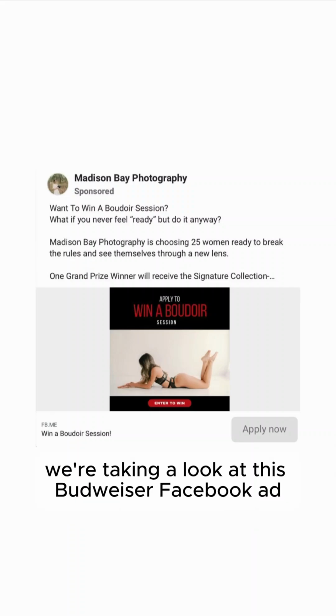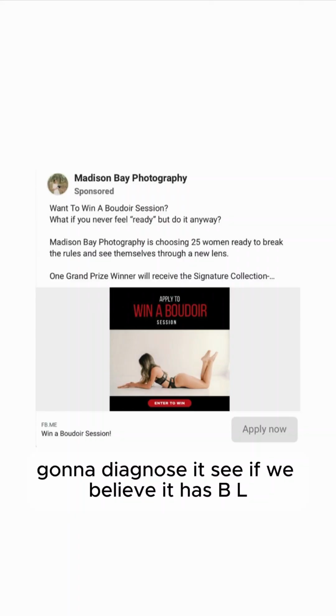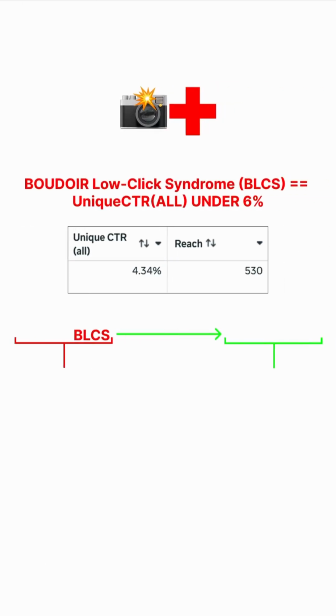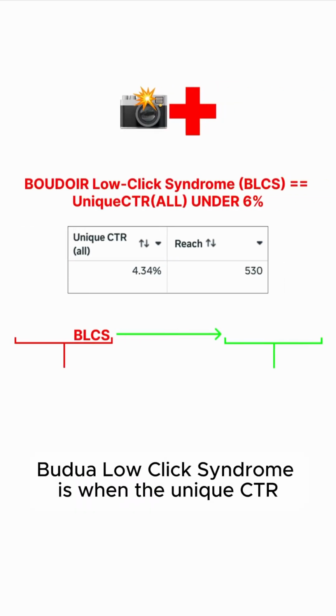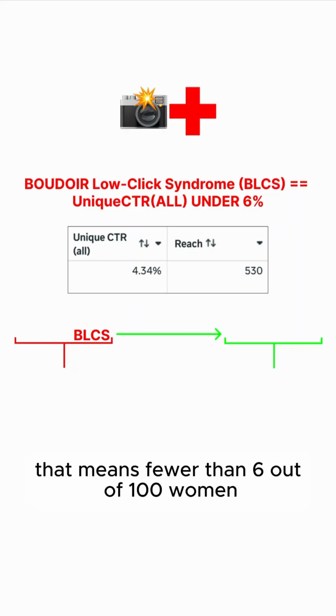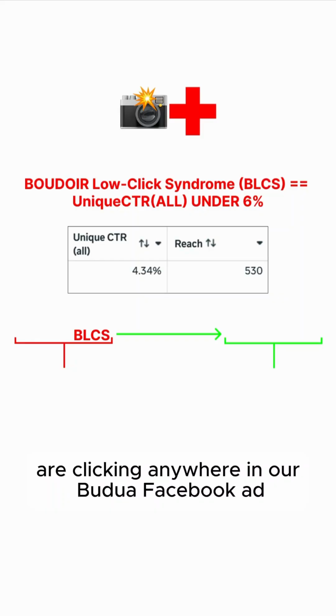All right, y'all, we're taking a look at this Boudoir Facebook ad. Going to diagnose it, see if we believe it has BLCS, aka Boudoir low click syndrome. So BLCS is when the unique CTR of our Boudoir Facebook ad is under 6%. That means fewer than 6 out of 100 women are clicking anywhere on our Boudoir Facebook ad.